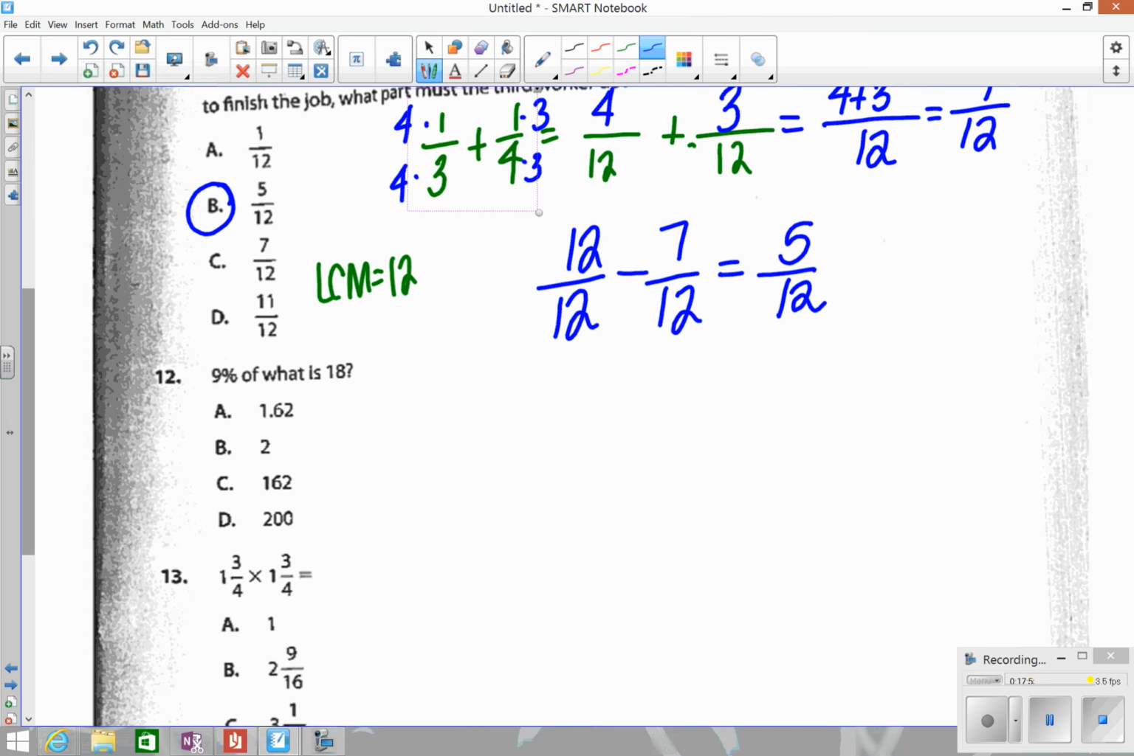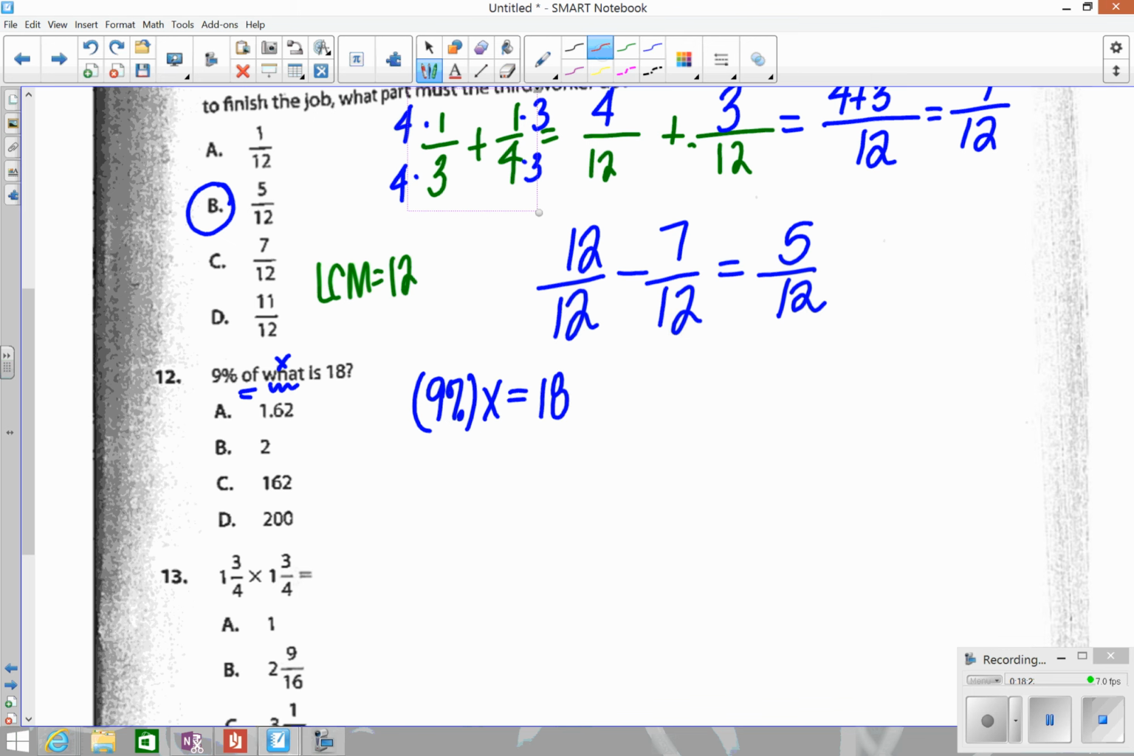The next one here, remember what we said, 9% of some number is 18. So 9% of what is 18? So remember, of means multiply. So what this is essentially saying, our what, let's just call it an x. So 9% of x is 18, which really means 9% times x is equal to 18.